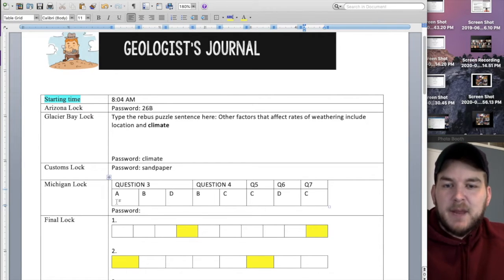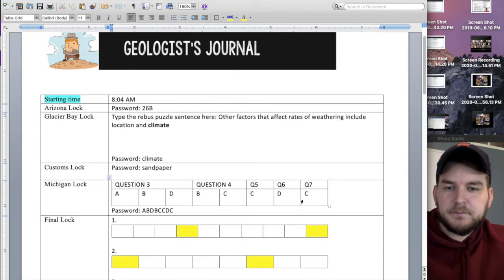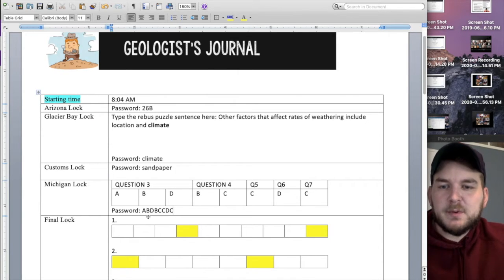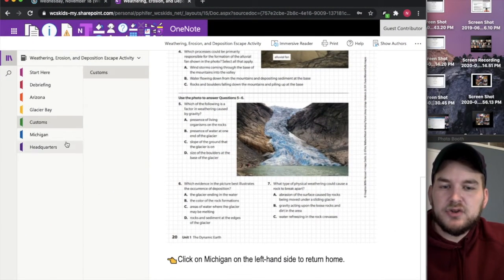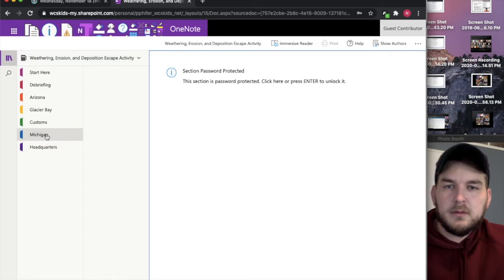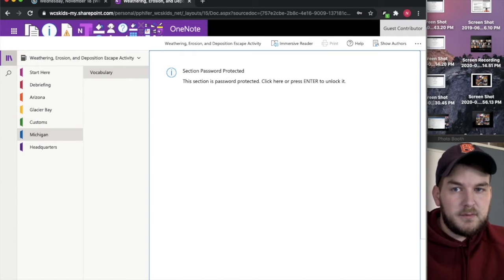Okay, so that means our password is these letters in order. The password is going to end up being in all caps: A, B, D, B, C, C, D, C. All right, so we have our password of ABD, BC, CDC. Let us try that to get into Michigan. Again, ABD, BC, CDC. All right.